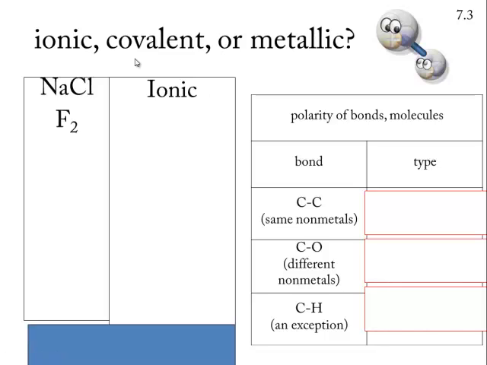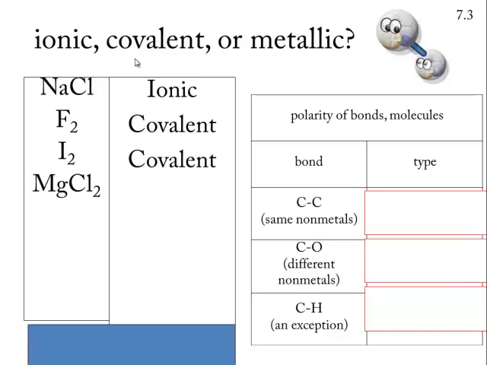Check that one. You'll see fluorine's over to the right. It's non-metal. Iodine's not a metal either. That's covalent. Magnesium chloride. You might recognize right away magnesium is a metal. That's ionic. CO2. Carbon's not a metal, right? Check to be sure. Covalent.